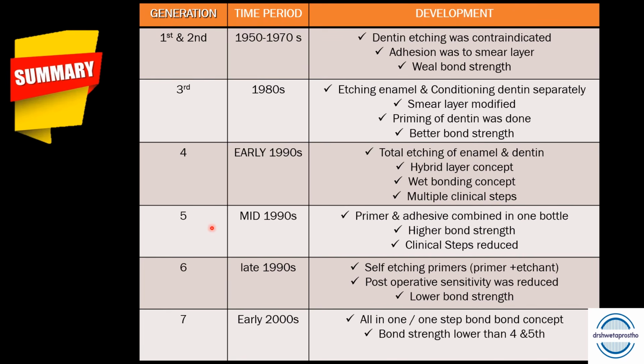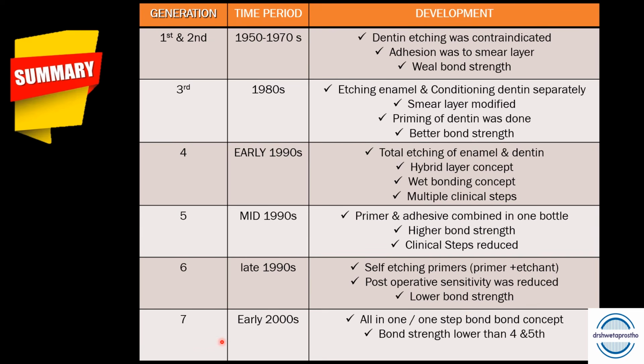Coming to the fifth generation, mid 1990s, it was the simplified version of the fourth generation in which the primer and the adhesive were combined in one bottle. So it made into two steps. It had a higher bond strength and the clinical steps were reduced. Coming to the sixth generation, which came up in late 1990s, the self-etching primers were introduced. That means the primer and the etchant were incorporated in one bottle. Okay, this reduced the post-operative sensitivity, but it had lower bond strength as compared to the fourth and fifth generation.